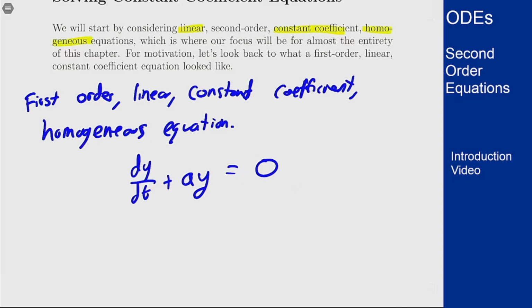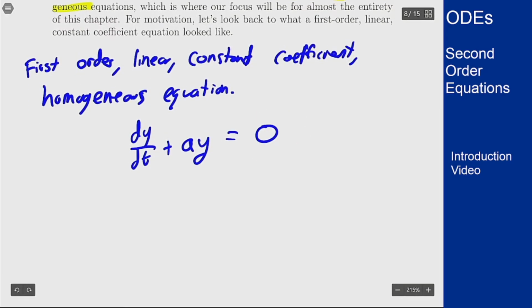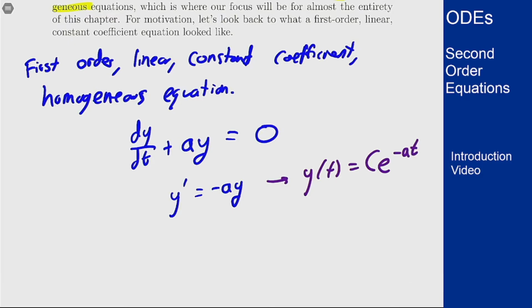But we know how to solve these, right? If we solve this, we can move the ay to the other side. We'll get that y prime equals minus ay. And then it's separable, and I will get the solution being y of t equals c e to the minus at. The key point is that our solutions are exponentials.